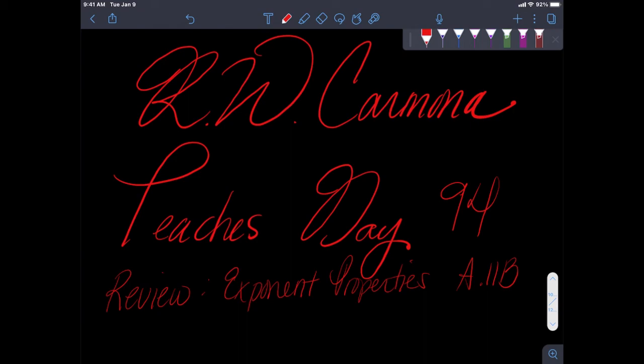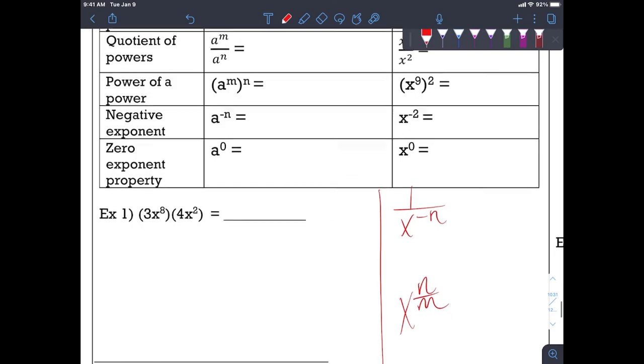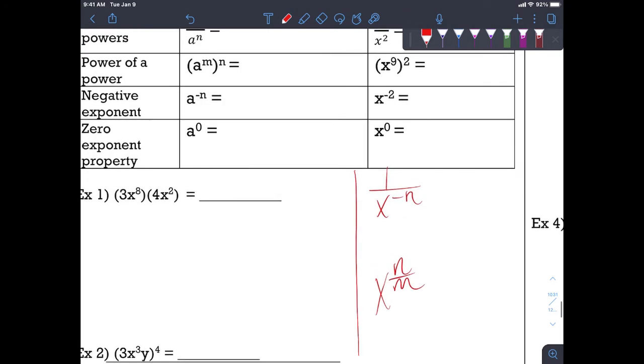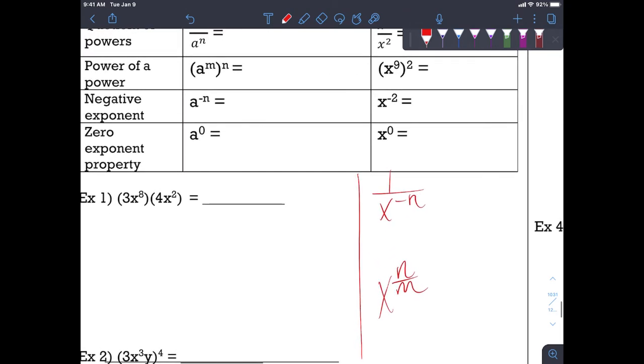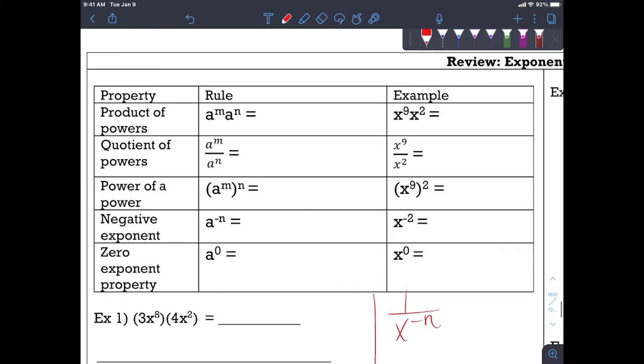Day 94. So today we're going to be talking about exponential properties. We've already been over this before, so let's just go ahead and jump right in. We have a couple of different rules as well as two other rules that I added. I did this because I wanted to make sure that you guys had a thorough understanding of this.